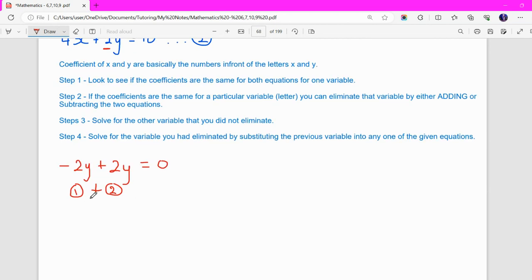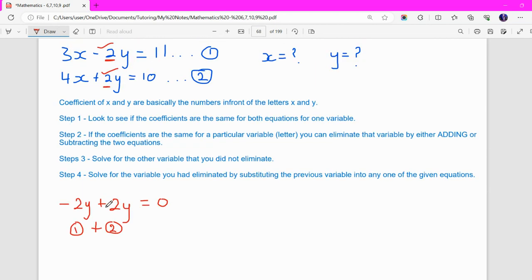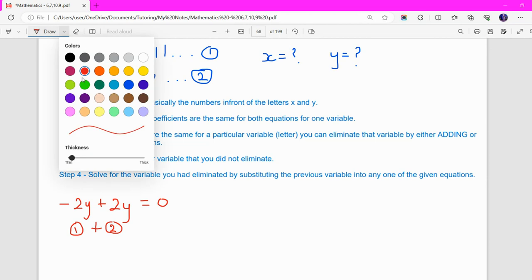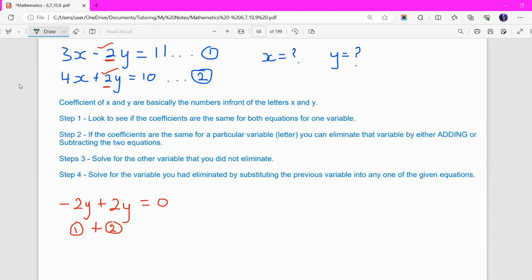So if we say equation 1 plus equation 2, let's see, 3x plus 4x will give you 7x, right?